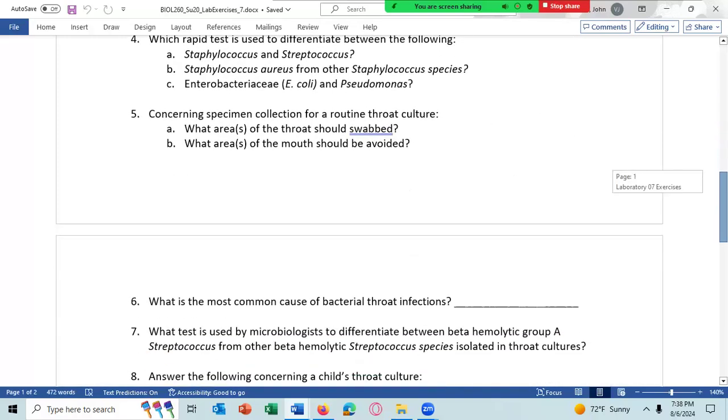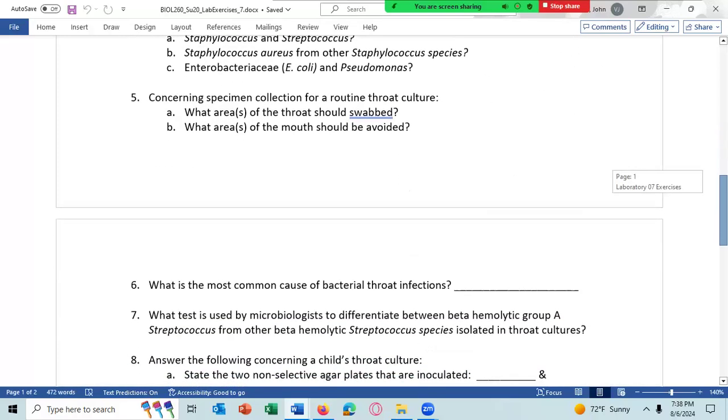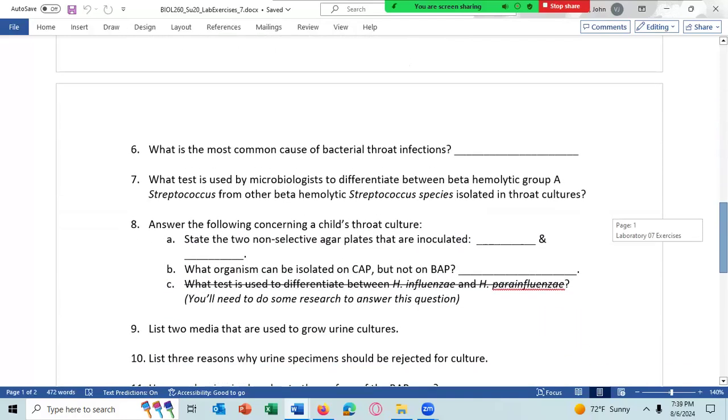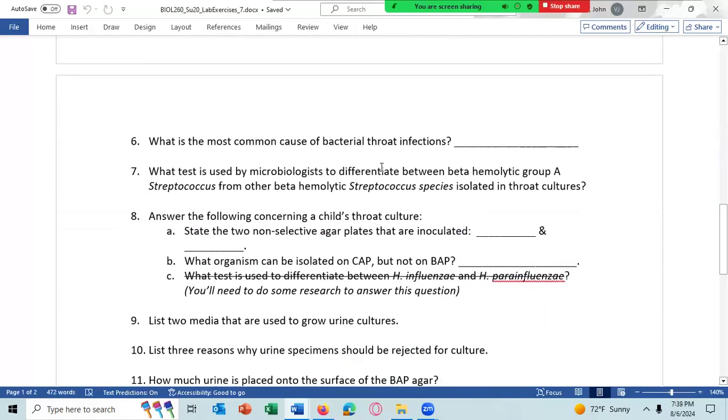All right, 5. Concerning specimen collection for routine throat culture, what areas of the throat should be swabbed? 5B, what areas of the mouth should be avoided? 6. What is the common cause of bacterial throat infections? And list the species. Don't list the family.